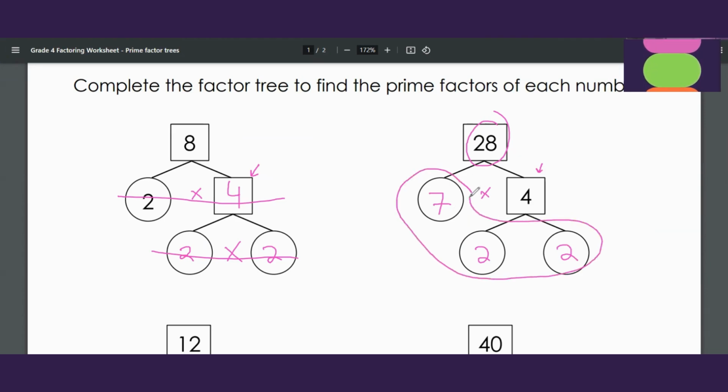Got it? Yeah. And what is the prime factorization of 28? 7 times 2 times 2. We have two 2s. The prime factorization of 8 is 2 times 2 times 2. No, you don't write the 4. You have already broken the 4 into 2 times 2. So it's 7 times 2 times 2. We are calling it prime factorization because we can only use prime numbers.